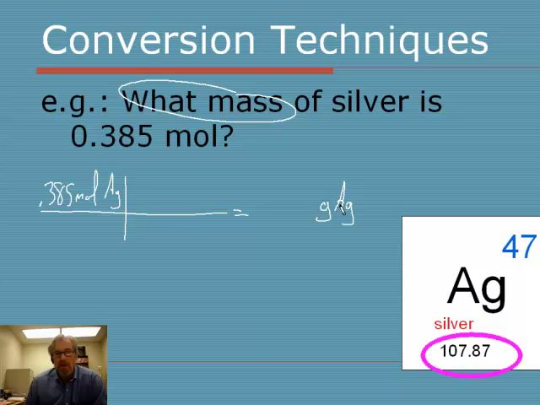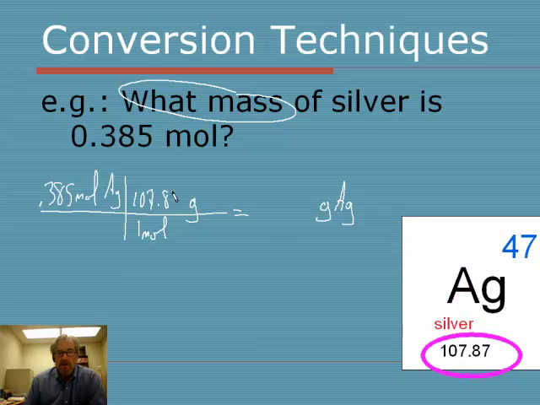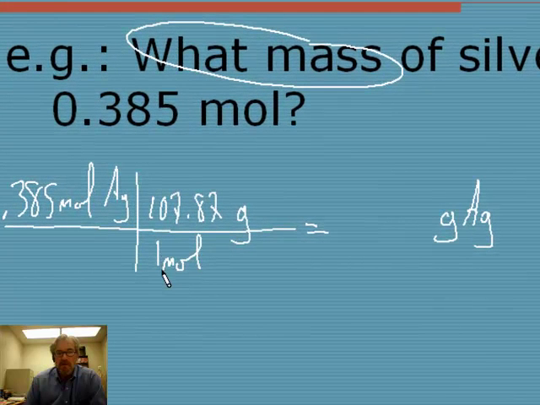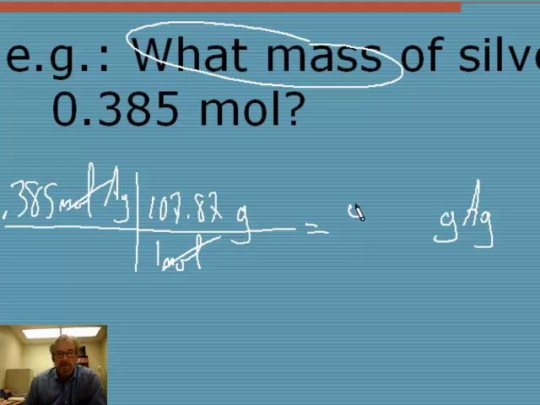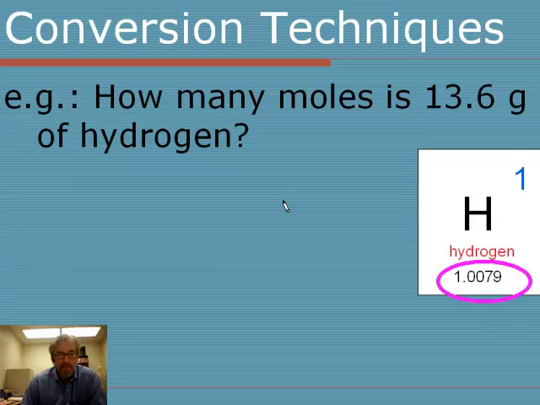Molar mass is my key to converting. I'm going to put my 1 mole on the bottom so it cancels, and I'm going to put the grams on the top so that they don't cancel and they show up in my answer. Well, for silver, it's 107.87 grams per mole. With the mole canceled out, I will now get my answer, and to 3 significant figures, it's 41.5 grams.